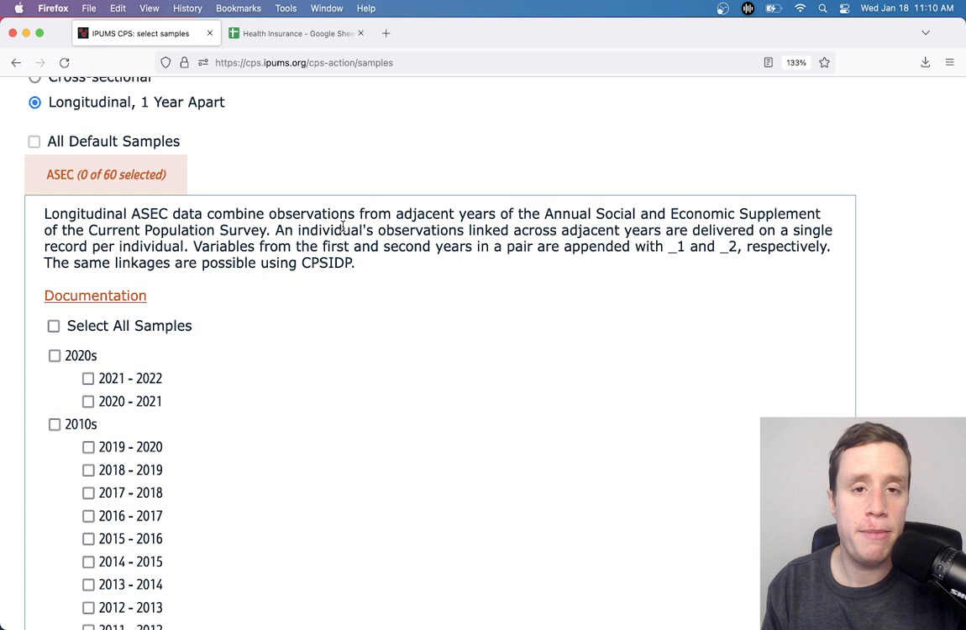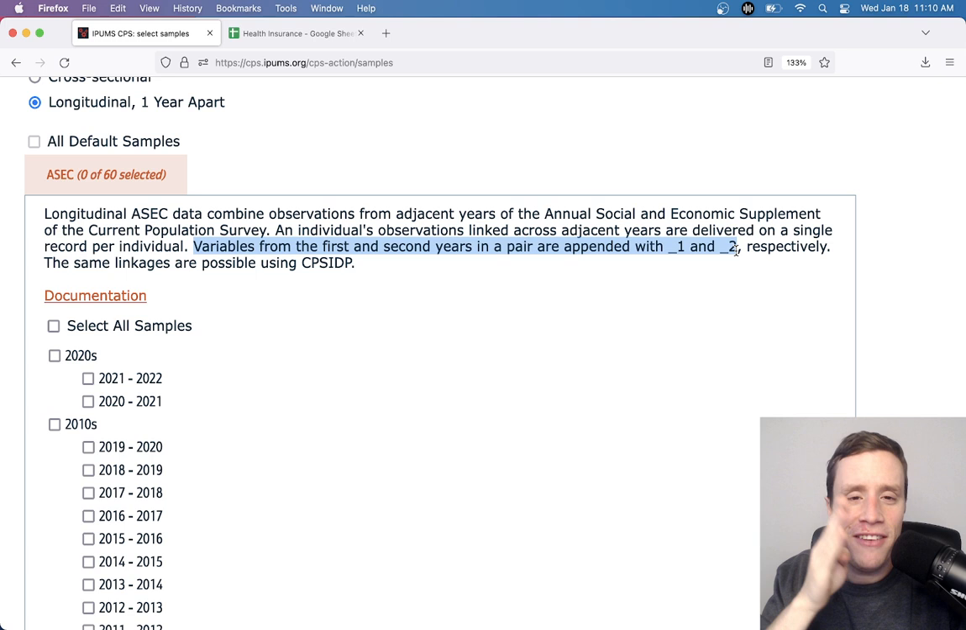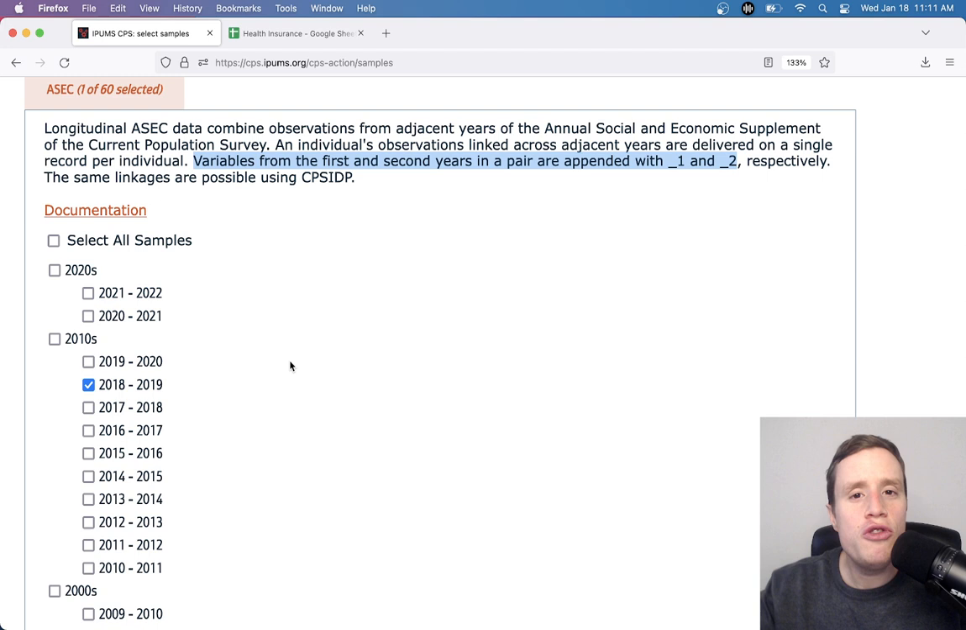So you don't have to deal with making sure you ignore people who were only in one year or the other. It only has people who show up in both years, and there's only one line for each person. What they do is they take the variables and you get two versions of each variable. So like the variable year, you'll have year underscore one and year underscore two. Year number one will say 2018 and year number two will say 2019, let's say. And the same thing will be true for all the variables that you select. So it's just super easy to do this.